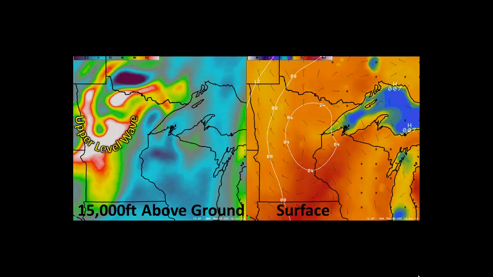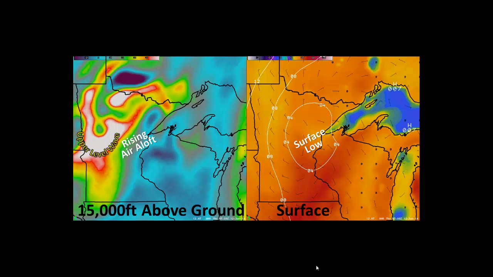On the left is an upper-level wave. It is generally located around 15,000 feet or 3 miles above the ground. Rising air is located ahead of these waves. As a result, an area of low pressure forms at the surface ahead of these upper-level waves.